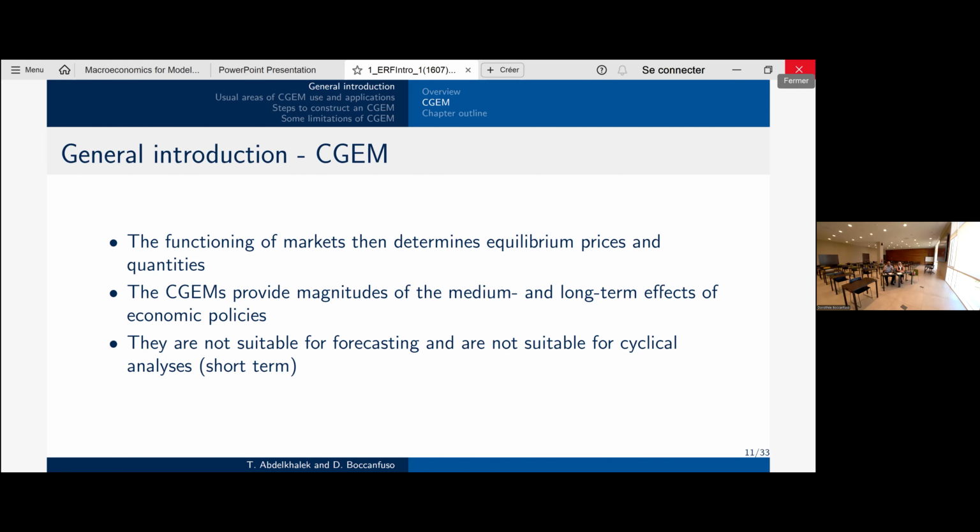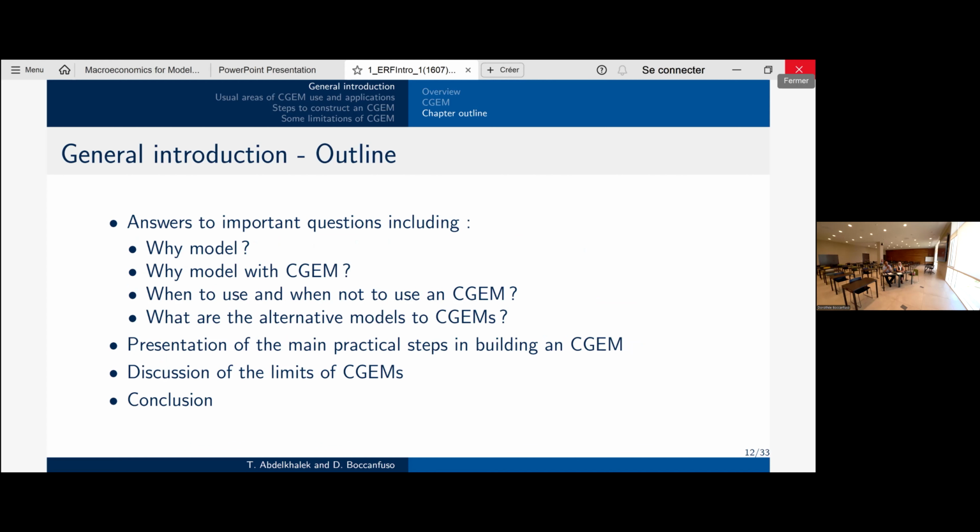There is a difference between simulation and forecasting. Even if the CGE model is dynamic, generally we use it to do simulation. It's the same thing if it is static. But I have to emphasize here that we cannot do forecasting. The CGE model is not a good tool to do forecasting.